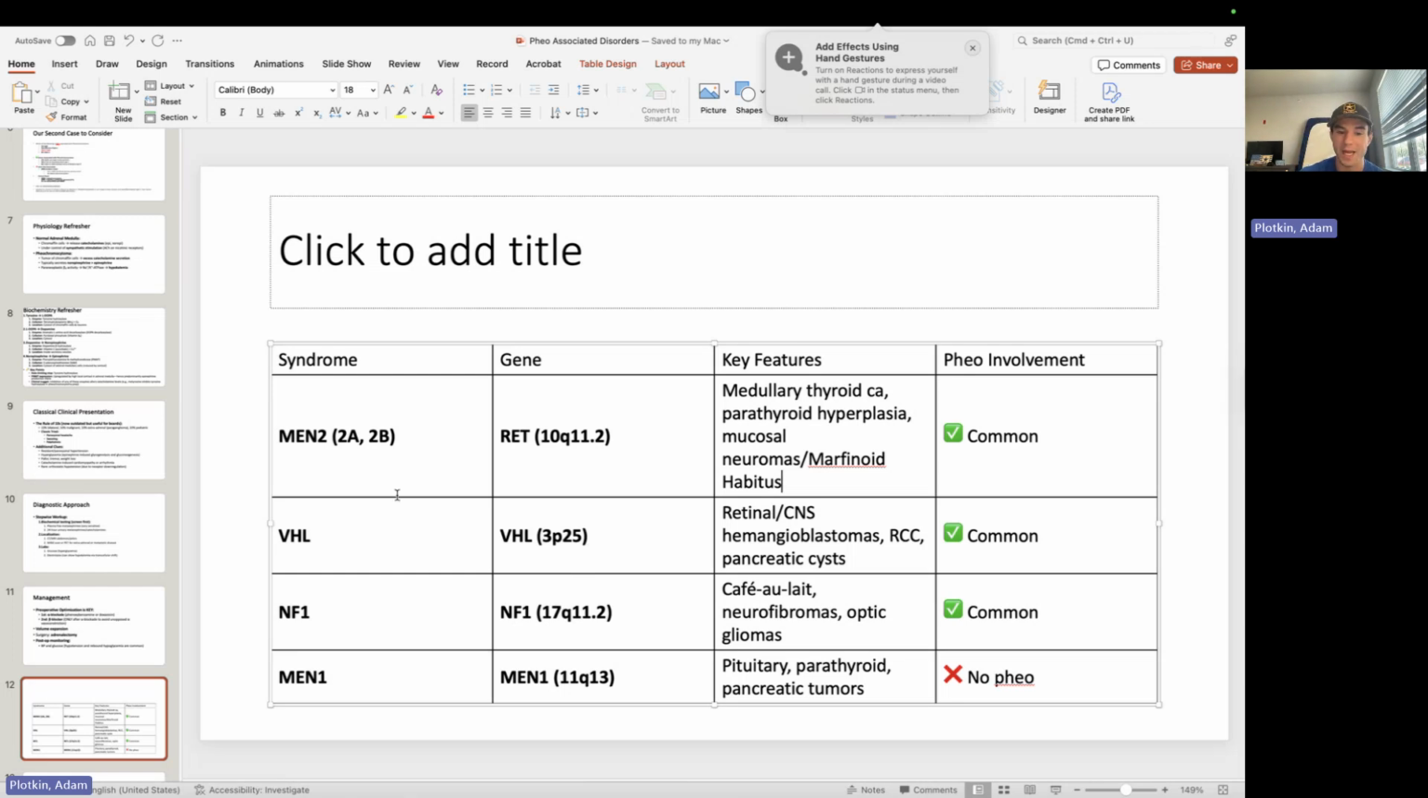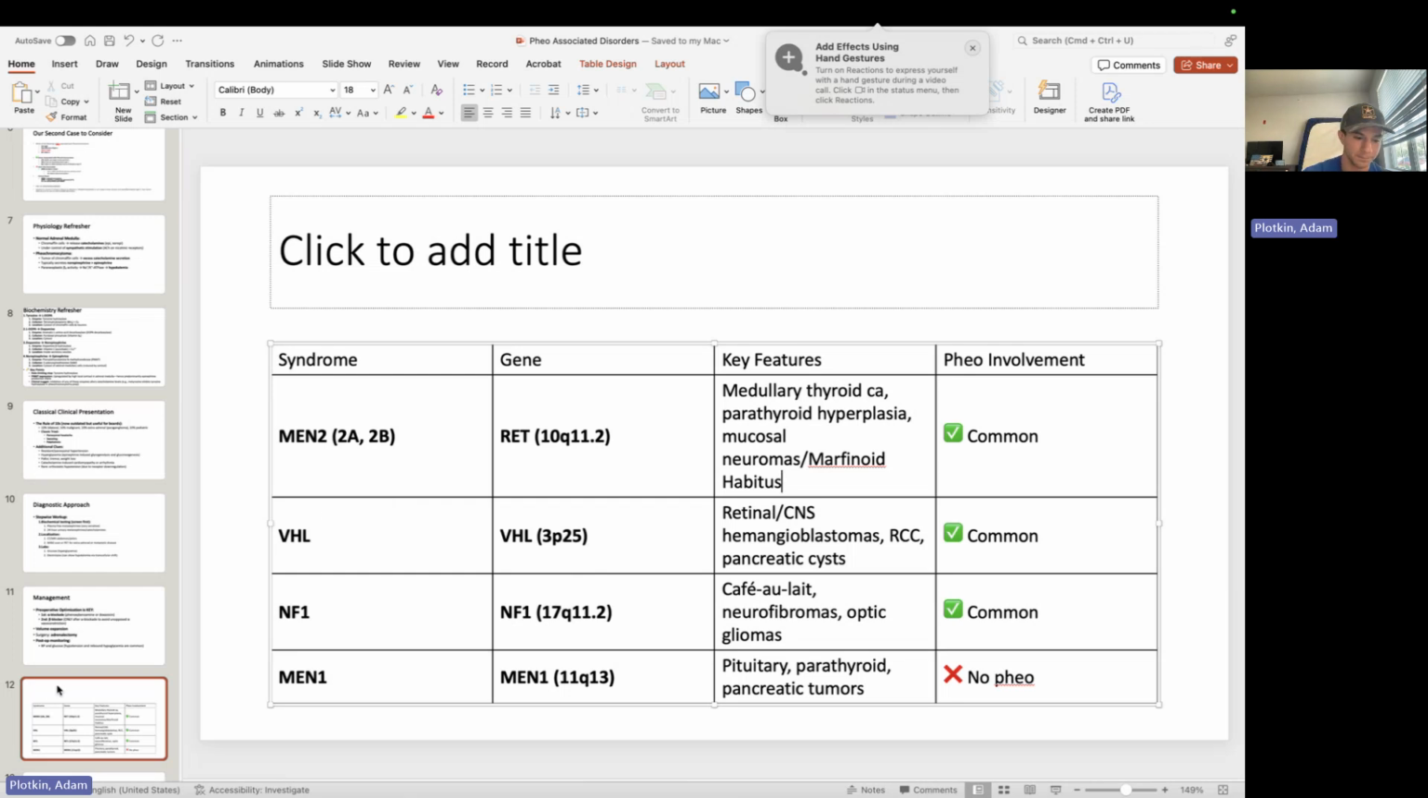For MEN2, we have Pheo, medullary thyroid carcinoma, and parathyroid hyperplasia for MEN2A, and then for MEN2B, it is Pheo, medullary thyroid carcinoma, and mucosal neuromas or marfanoid habitus. For von Hippel-Lindau, we see retinal and CNS hemangioblastomas, renal cell carcinoma, pancreatic cysts, and Pheo. And for NF1, we see cafe au lait spots, neurofibromas, and optic gliomas along with the Pheo.